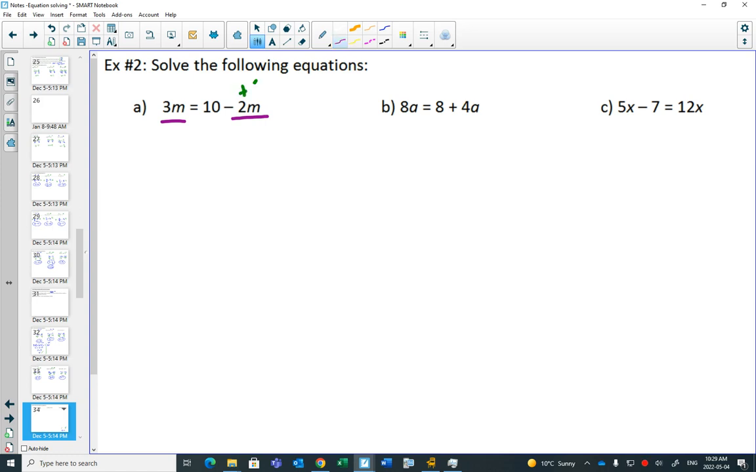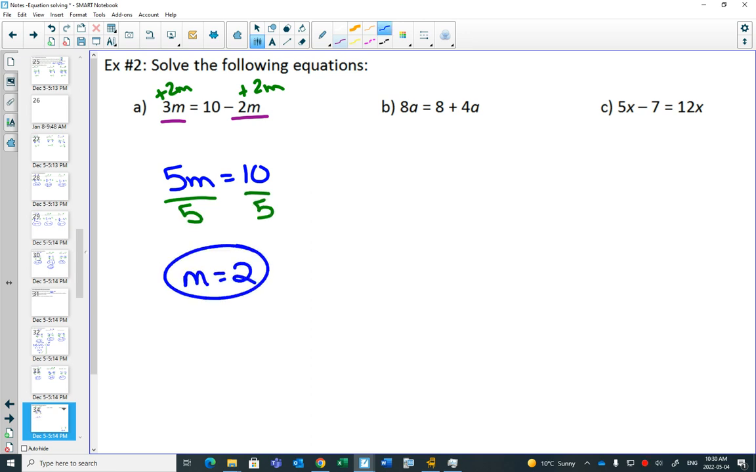You would want to move the 2m over because one of the things we try to do is have our variables on one side of our equation and our numbers on the other side. So if I add 2m to both sides, well, then I'm going to get 5m equals 10. This turns this into a one-step equation. We can divide both sides by 5, and we get m equals 2.